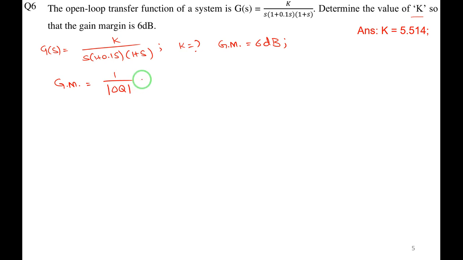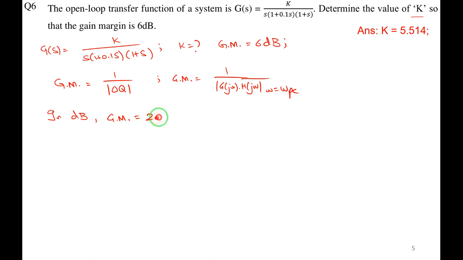Either I can write. Okay, let me write that also, no problem. It is 1 by magnitude of G of j omega into H of j omega at omega equal to omega PC, the phase crossover frequency. This is nothing but 1 by magnitude of OQ. In decibels, gain margin is equal to 20 log of this quantity or this quantity, one and the same, right? Let me take 1 by magnitude of OQ, log to the base 10. Call this equation 1.